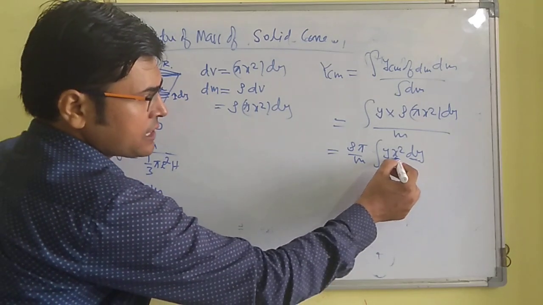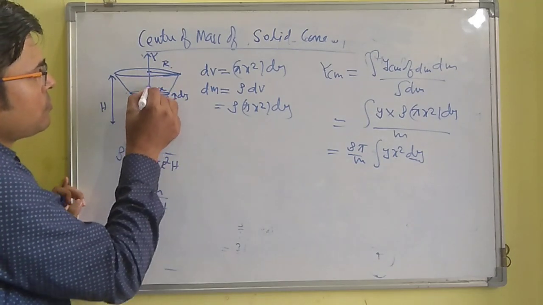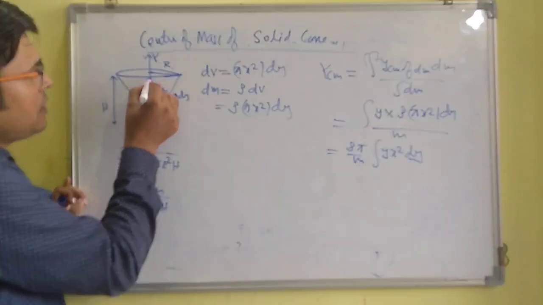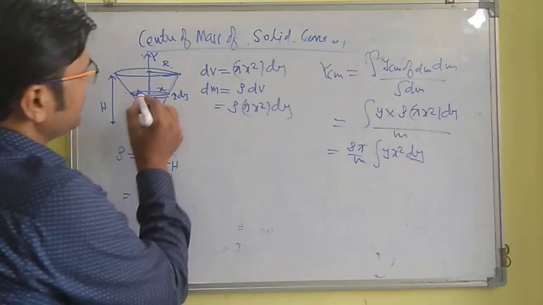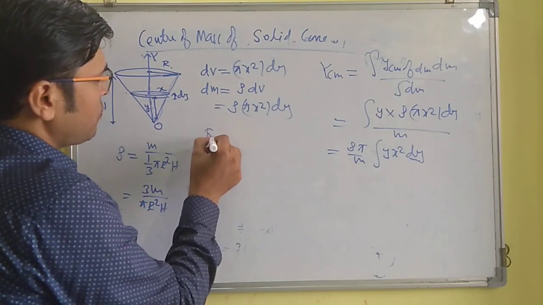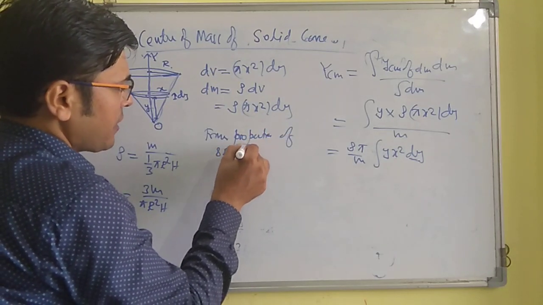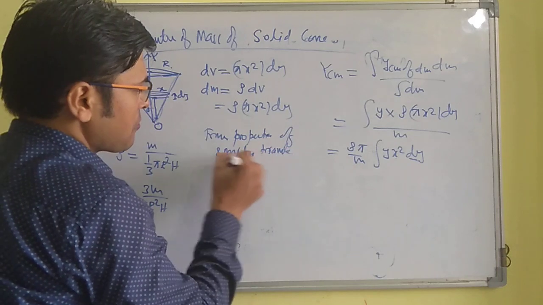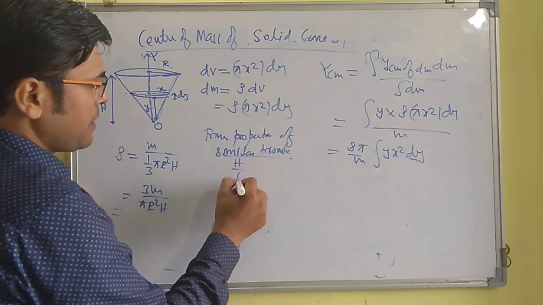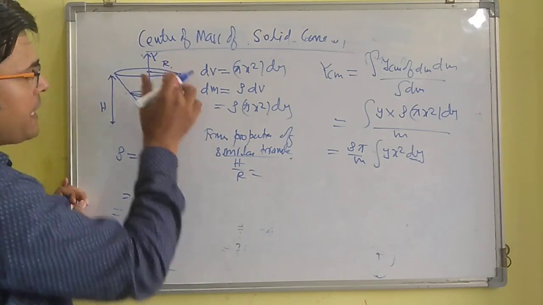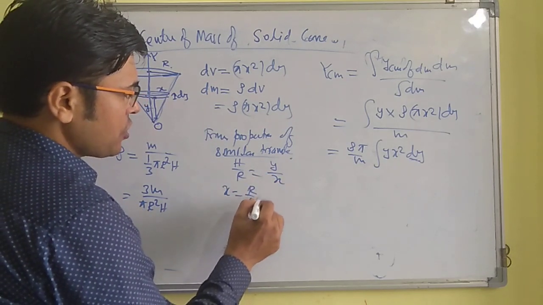So of course we can express x in terms of y using properties of similar triangles. We have these two triangles to be similar. This triangle and this triangle is similar to each other, right? So in that case, from properties of similar triangle, this comes to be h by r, this by this is equal to y by x. So x can be written as r by h into y.